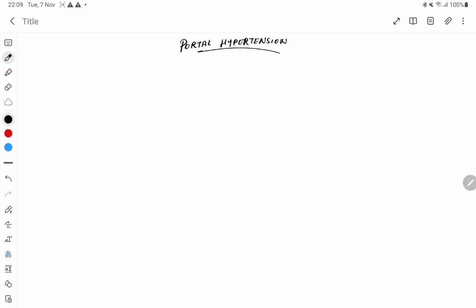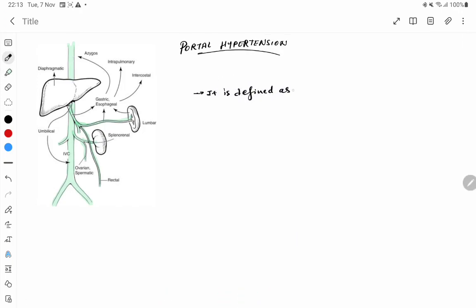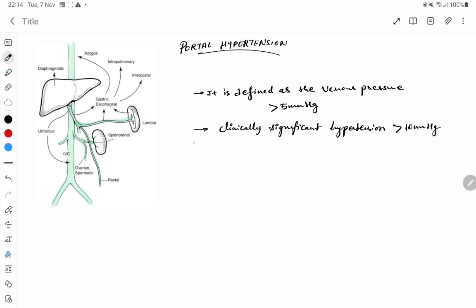Portal hypertension is defined as the elevation of the hepatic venous pressure gradient to more than 5 mmHg. Clinically significant portal hypertension is present when this venous pressure gradient exceeds 10 mmHg, and the risk of variceal bleeding increases beyond a gradient of 12 mmHg.